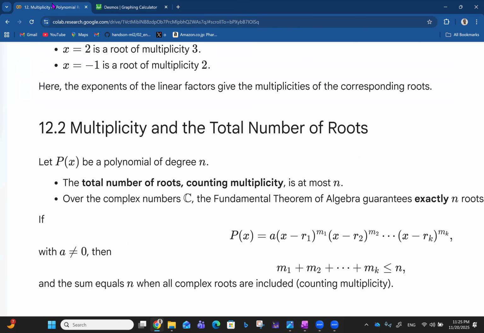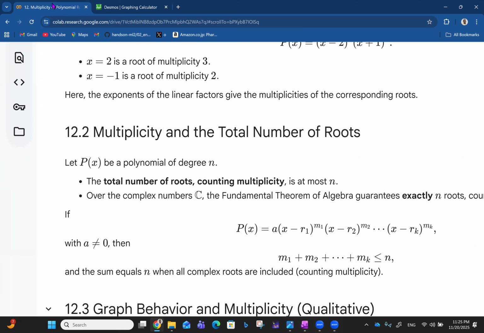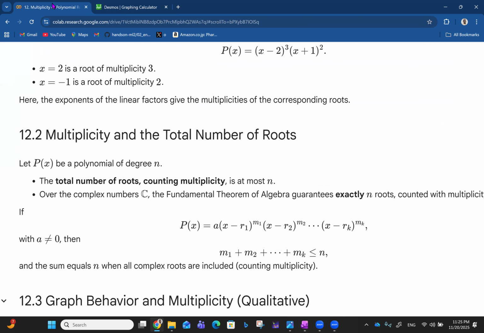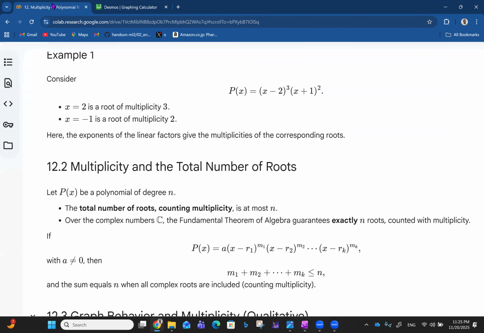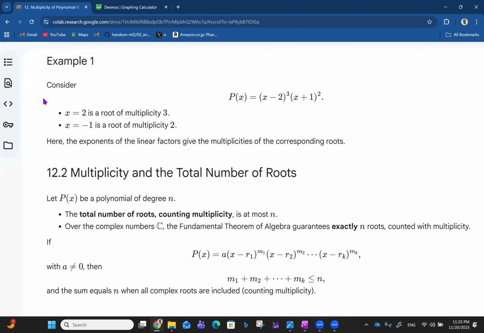In 12.2, now we talk about multiplicity and the total number of roots. So I think we made mention of something like this in the last video, but it's good to look at it again. So let P of X be a polynomial of degree n. So the total number of roots counting multiplicity is at most n. So the degree of the polynomial tells you the number of roots you're going to get.